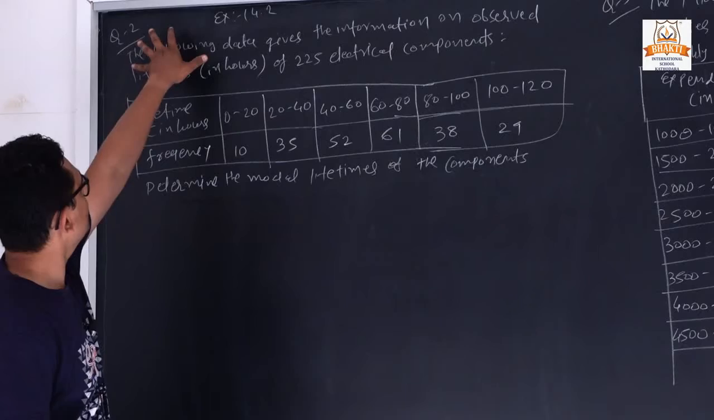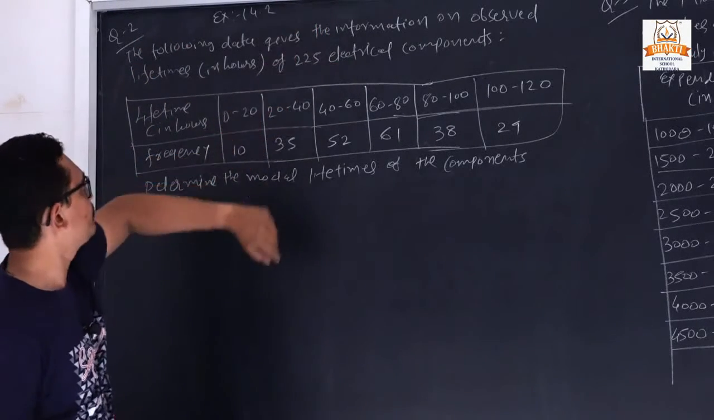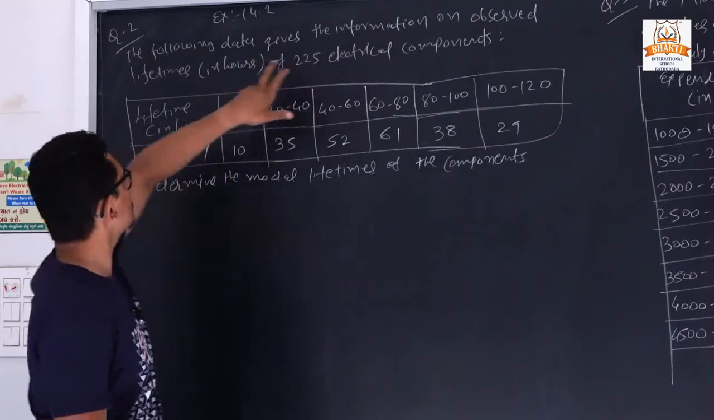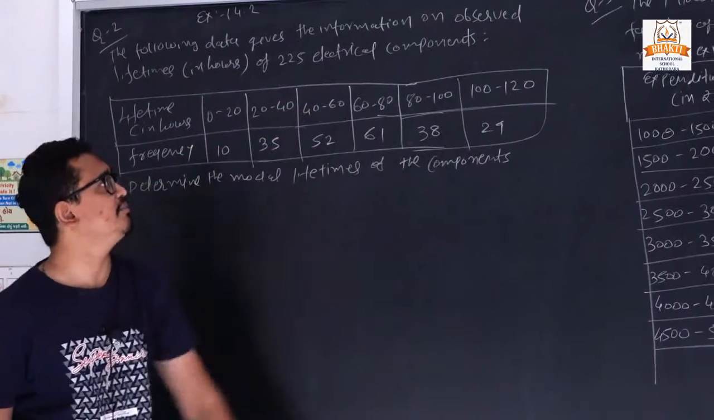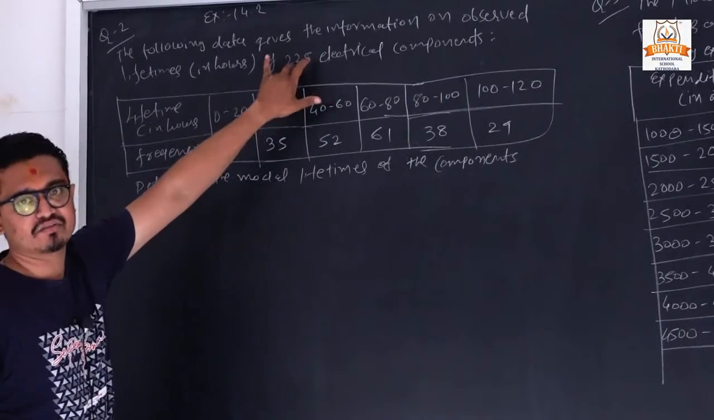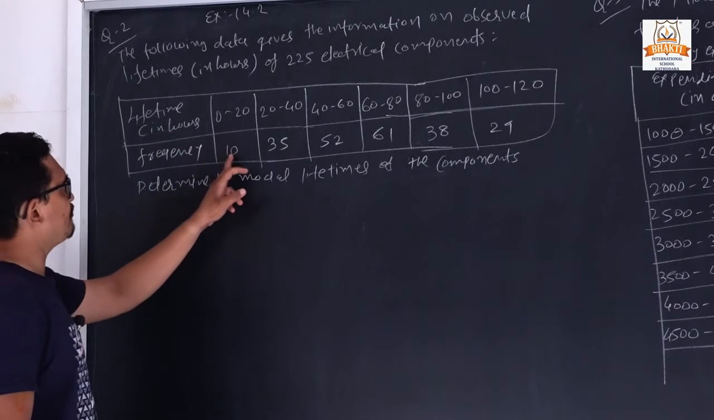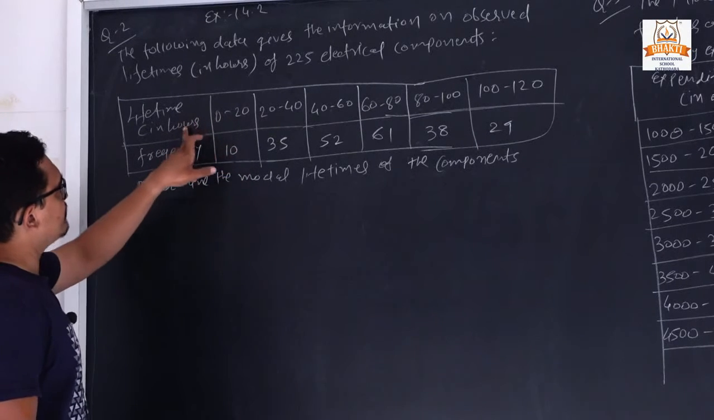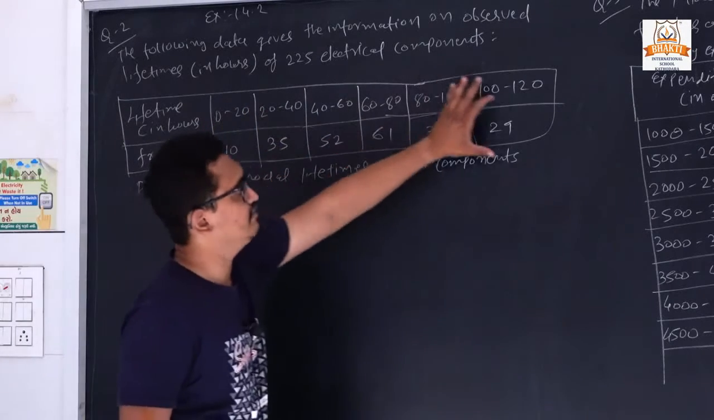Question 2 from exercise 14.2. In question number 2, similarly, we can also find the mode. The question gives information on the lifetime in hours of 225 electrical components. So we have in total 225 electrical bulbs. Out of them, 10 bulbs have a life of only 0 to 20 hours. The data is given similarly.